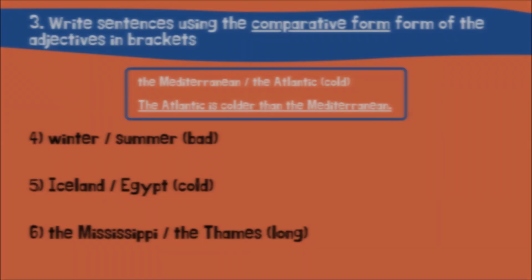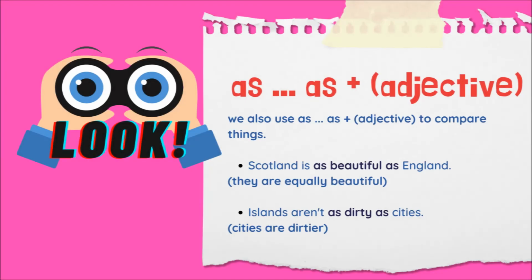Okay. Okay, now look. Look at the box in your book. We also use as plus adjective to compare things. Okay, kita gunakan as. Apa dia tu? As dengan adjektif dia untuk membandingkan perkara-perkara. Okay, they give you 2 examples there. The first one is Scotland is as beautiful as England. Okay, Scotland is as beautiful as England.